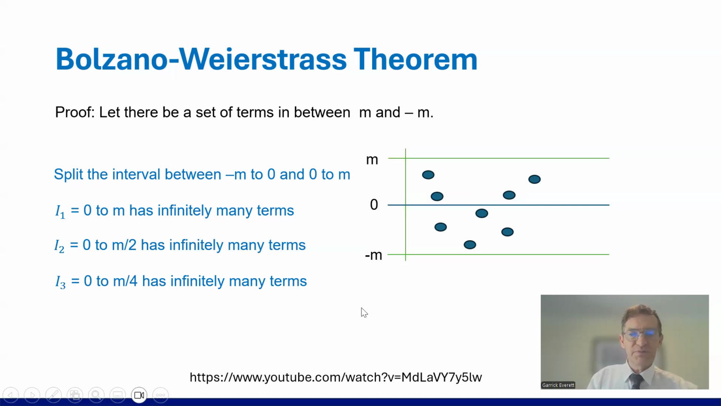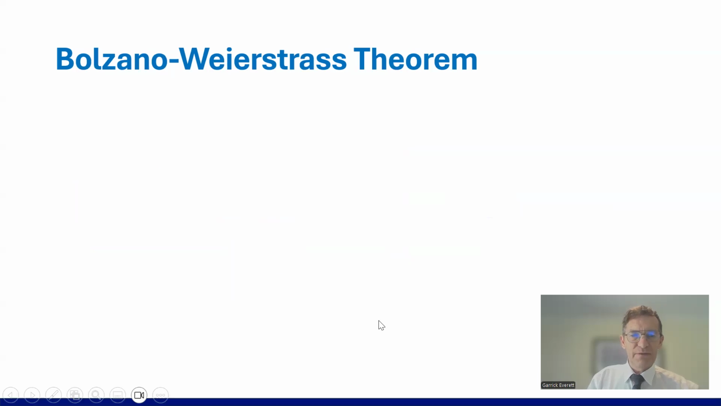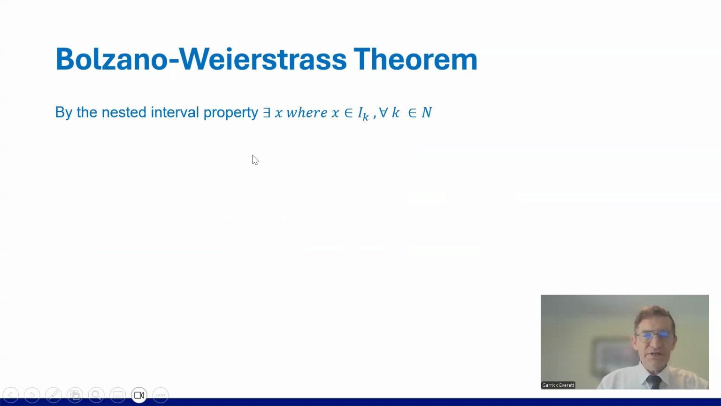There's a YouTube clip there, you can watch that. So I_(k+1) will have infinite terms, and it will be half of I_k each time. So by the nested interval property, there exists an x such that x is an element of I_k for all k which are elements of the natural numbers.